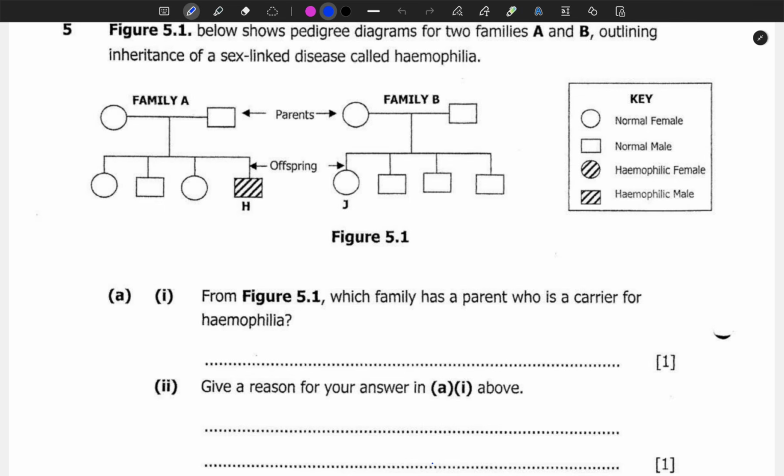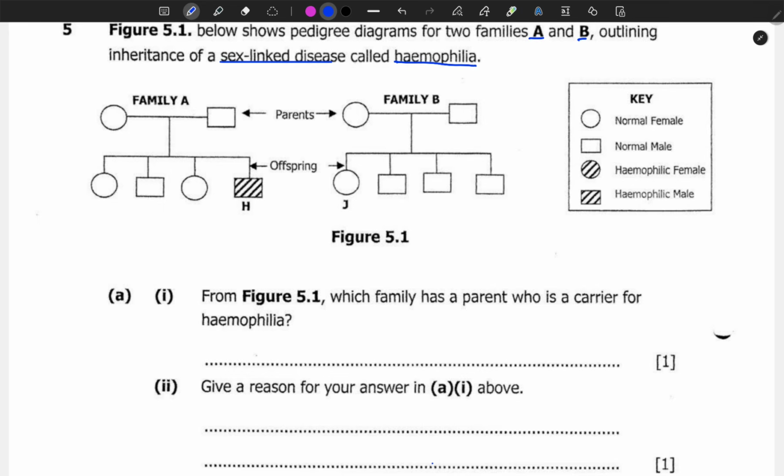This video will focus on questions under the topic of genetics. So we have the first question here. Figure 5.1 below shows pedigree diagrams for two families A and B, outlining inheritance of a sex-linked disease called hemophilia. So we are looking at a sex-linked disease known as hemophilia.